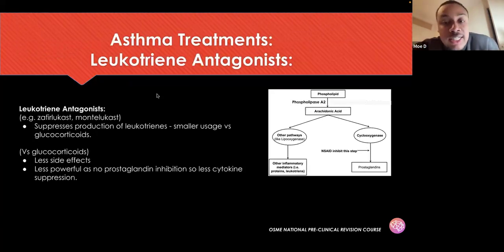So now moving on to leukotriene antagonists, these include zafirlukast and montelukast. And what they do is they suppress the production of leukotrienes. So they're suppressing leukotriene production here. However, it's a lot less used versus glucocorticoids clinically. And this is because although leukotriene antagonists have less side effects, they're a lot less powerful as they're not inhibiting this pathway that importantly produces prostaglandins, which is quite a strong inflammatory driver. And so you're causing less cytokine suppression, and hence you're not producing as strong of an anti-inflammatory effect. So it's going to be less effective for your asthma.